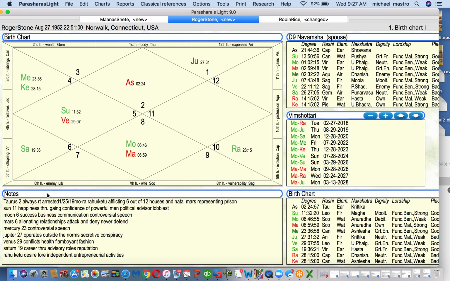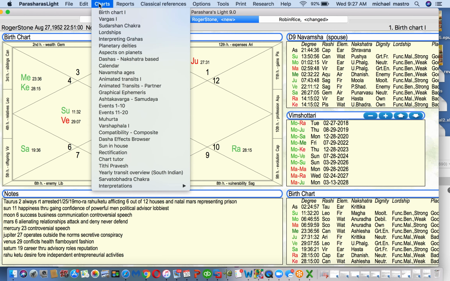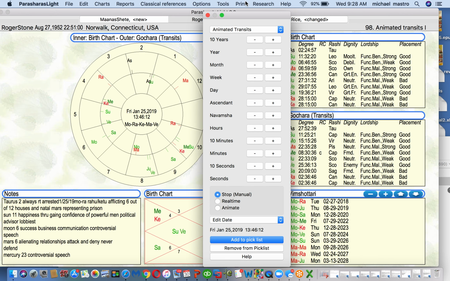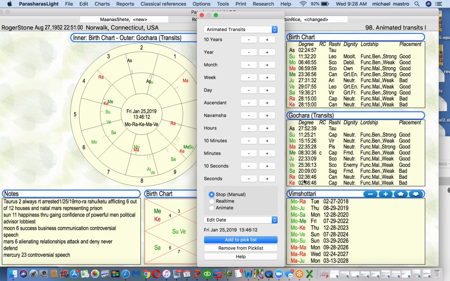He was arrested on January 25th, 2019. If we look at the transit chart, the inner circle is where the planets were when he was born, and the outer circle is where the planets are today. So we see the day he was arrested or indicted, Rahu and Ketu are right at the most effective point on that day.